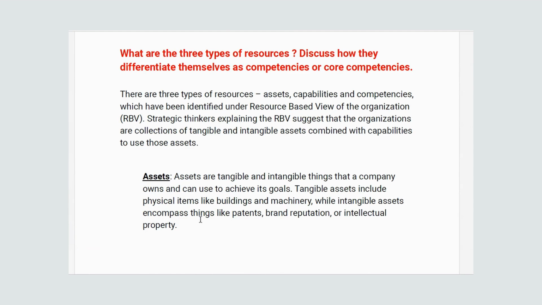Resources are mainly of 3 types: assets, capabilities, and competencies. These resources are identified under the resource-based view of the organization. What do we mean by assets? It includes tangible and intangible things that a company owns and can use to achieve its goals. The tangible assets are physical assets like machinery, buildings, and things which can be seen. The intangible assets refer to patents, brand reputation, intellectual property, and similar things.